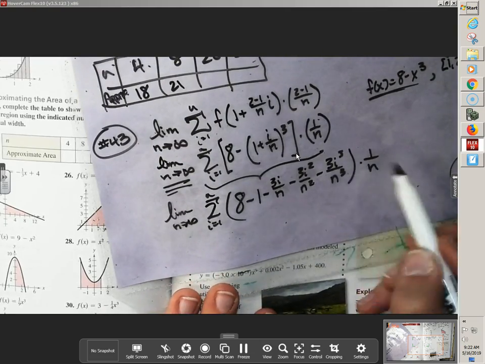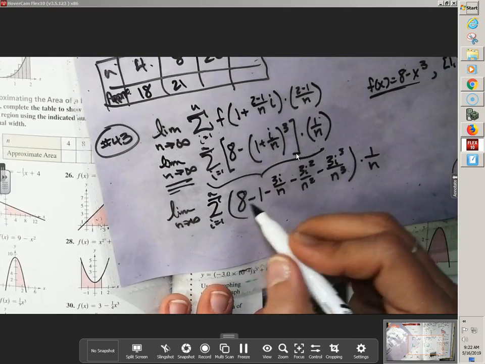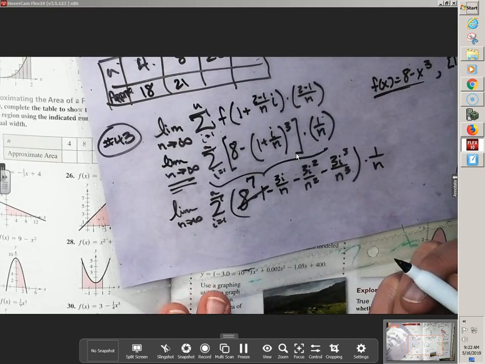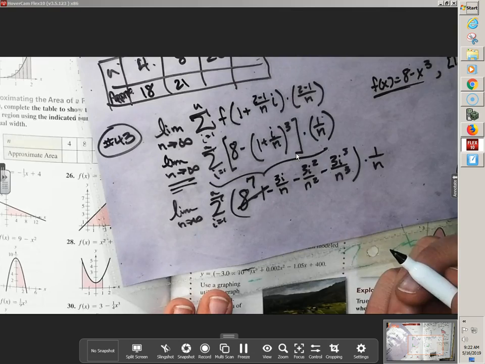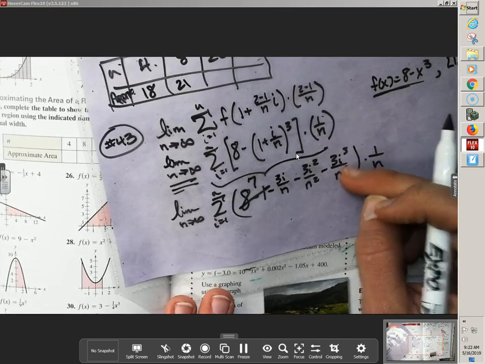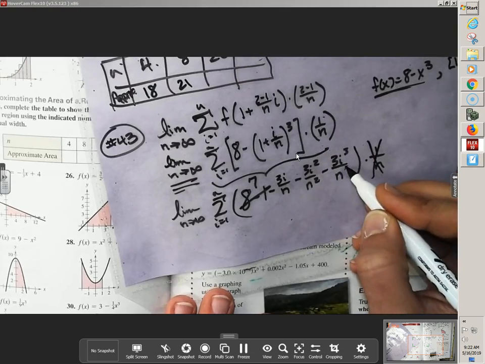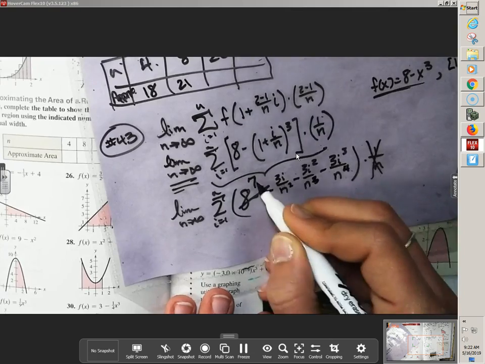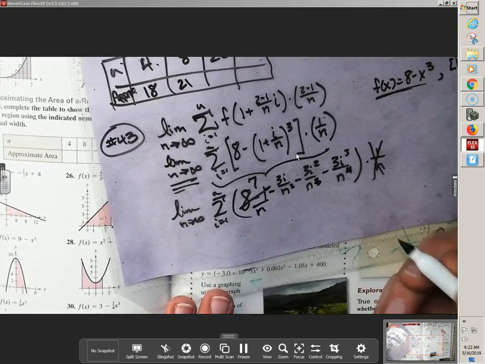Now, I can throw this 1 over n into everybody. I could make 8 minus 1 to be 7 instead, just to make life a little bit easier. But if I was to bring this 1 over n into everyone, I'm going to cross him out, and this is going to be to the 4th power. He's going to be cubed now. He's going to be squared, and now the 7 is going to be over n.